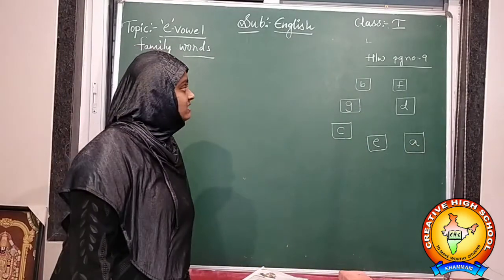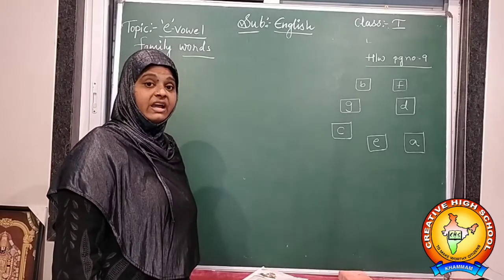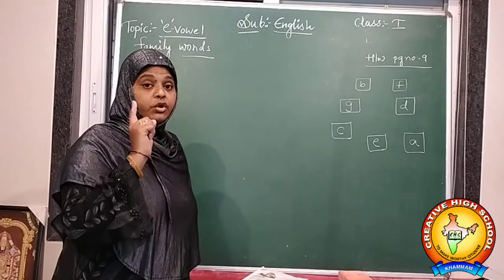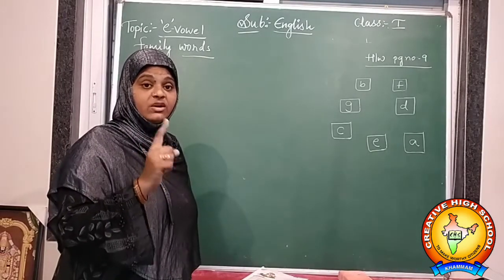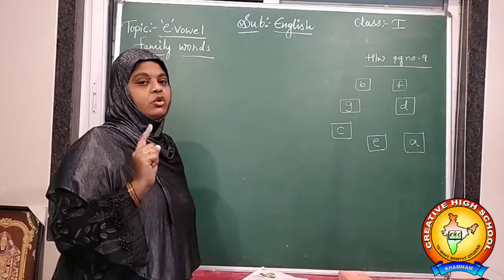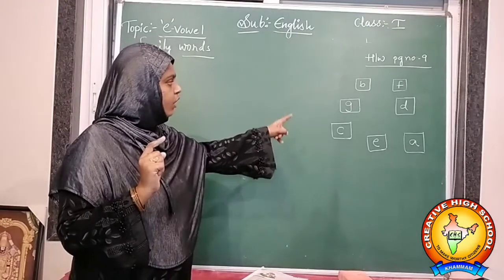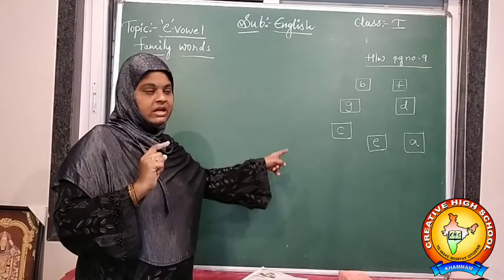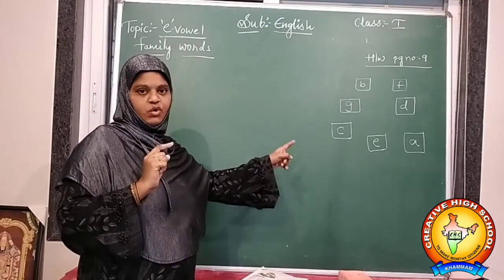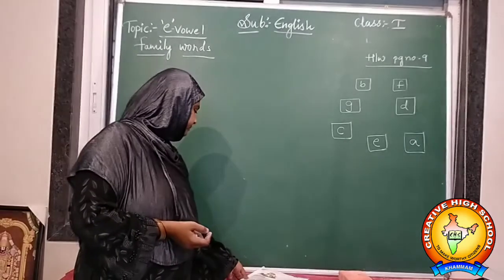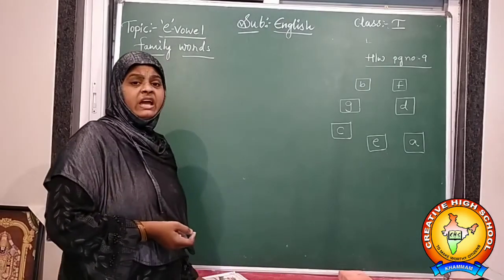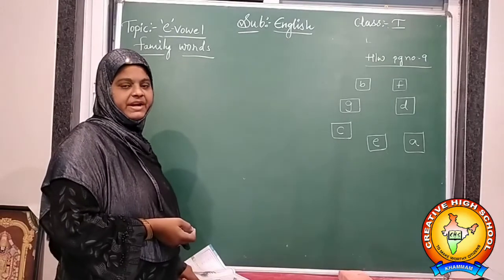You check the answers whether you have done it correctly or not. So remember that you have to write only with the pencil. Don't use anything else. Just look at the answers I have given there. You have to check the answers you have written. Okay. These are the A family words we have completed.